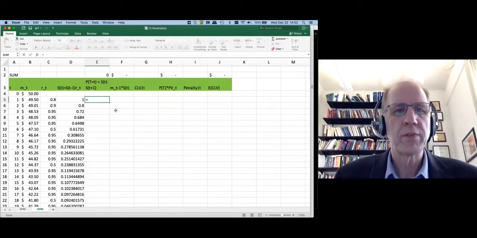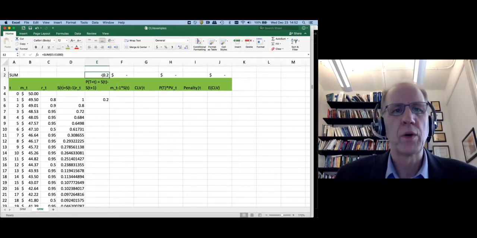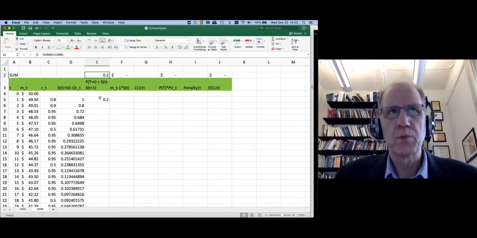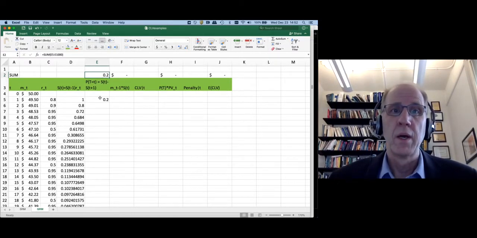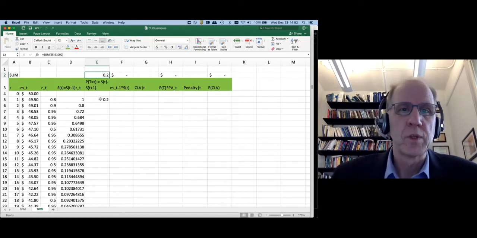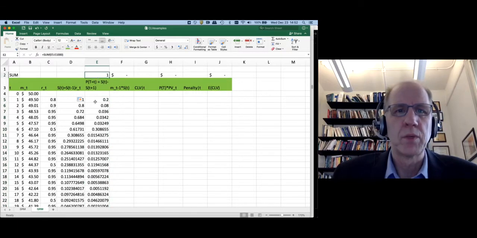So the change in the survivor function is going to be S sub 1 minus S sub 2. I'm keeping a running total up here. If I do this right, the PMF, since it's a probability mass function, had better sum to 1. So let's go see if that's the case. So I'll go copy this down, and lo and behold, it sums to 1.